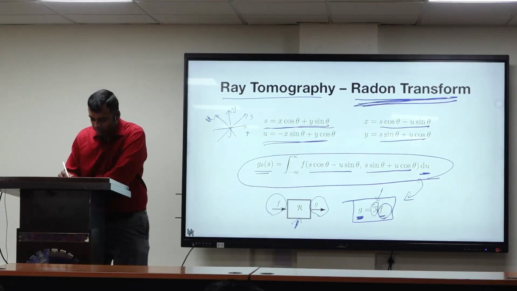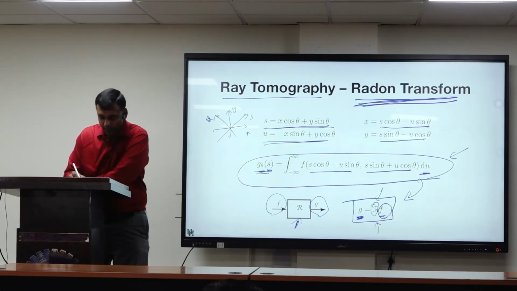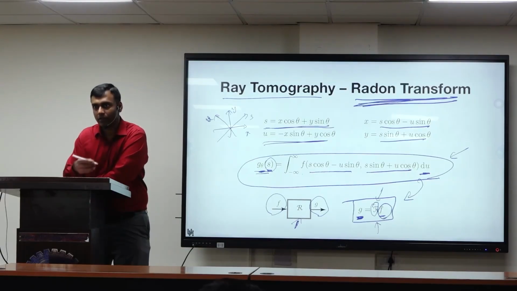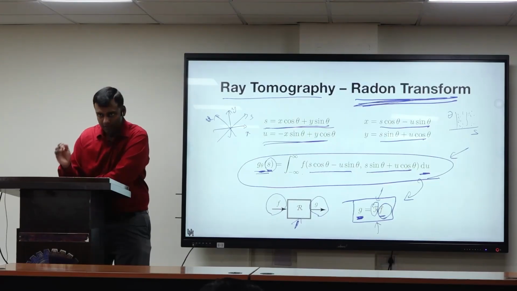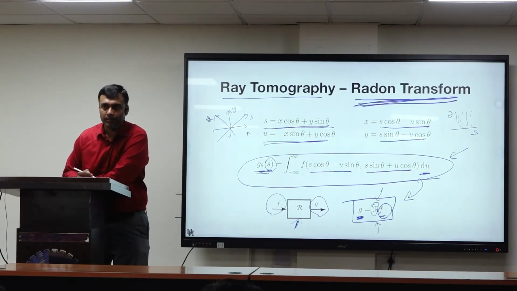If this R gets confusing, just look at this equation and maybe this will help. For any given angle theta, for all values of S, you can get a value. And then for a different value of theta, again for all values of S. So for every pair of coordinates S and theta, you will get completely different, separate values.